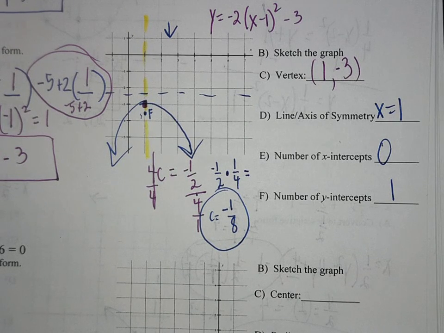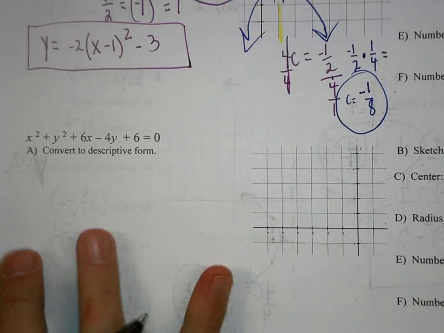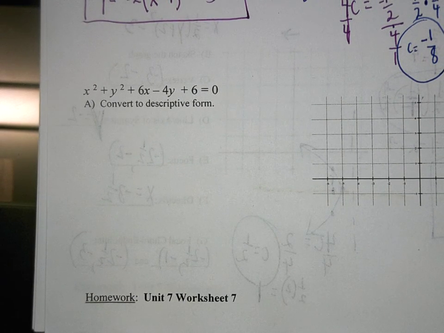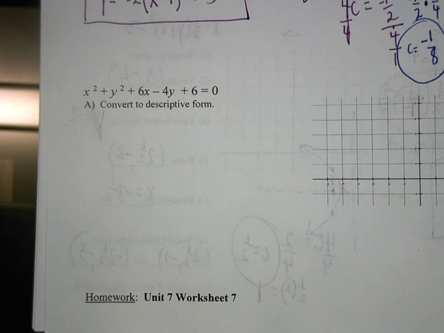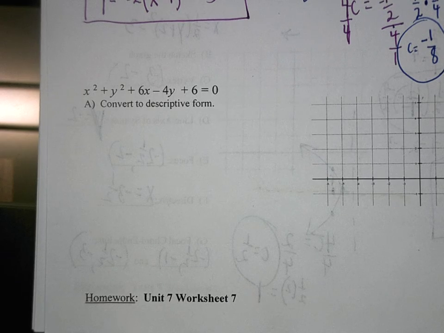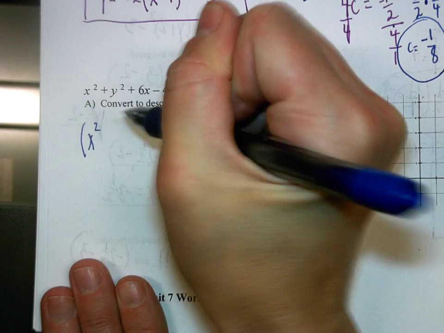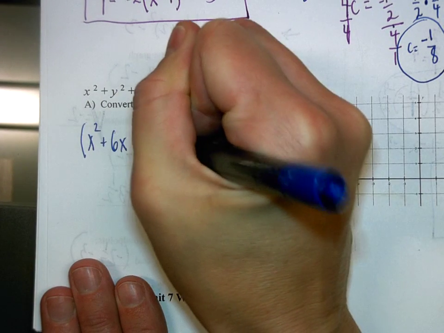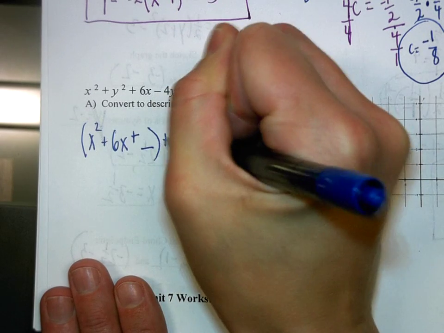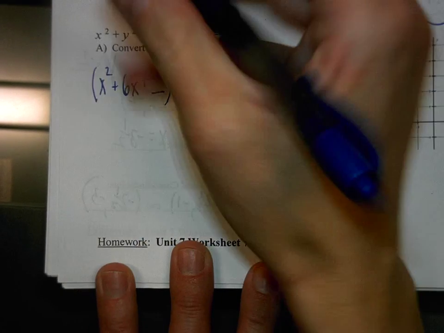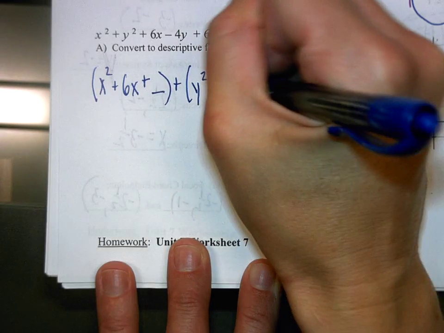All right, last one. Convert this to descriptive form. What type of graph is this? Very good, it is a circle. Okay, what am I going to do? We want to put our x's in the parentheses with a blank, right? So, parenthesis, x squared plus 6x plus, very good, plus, we go to our y's. Perfect. Y squared minus 4y plus blank.